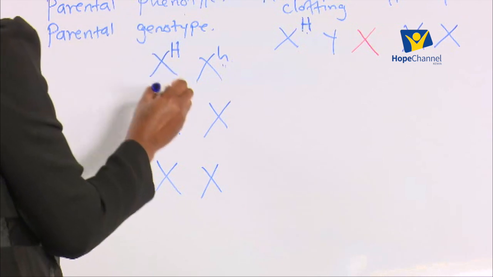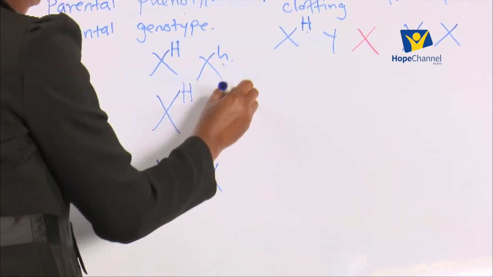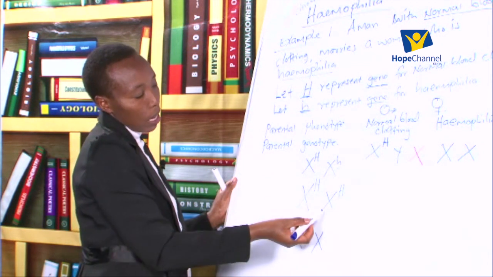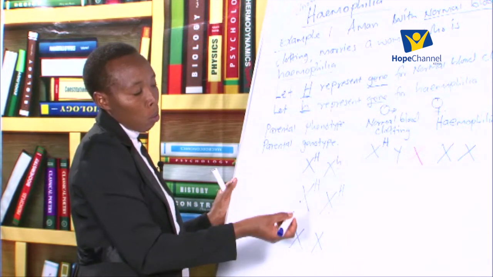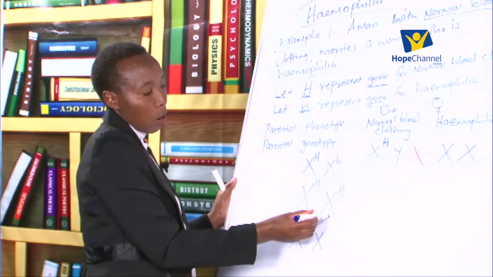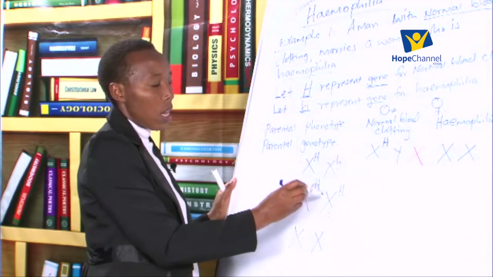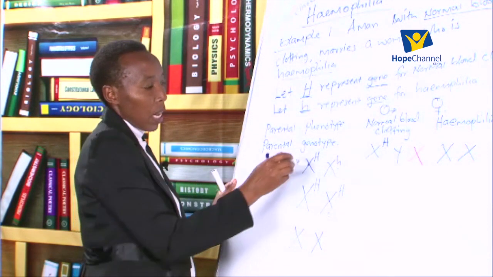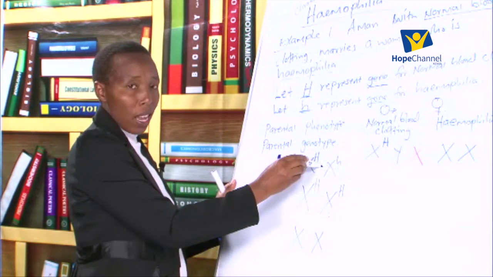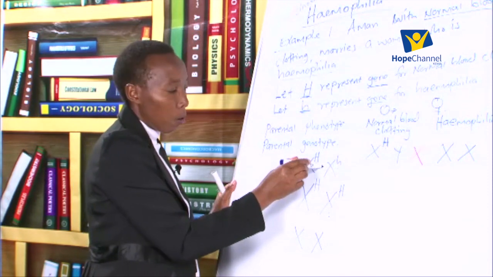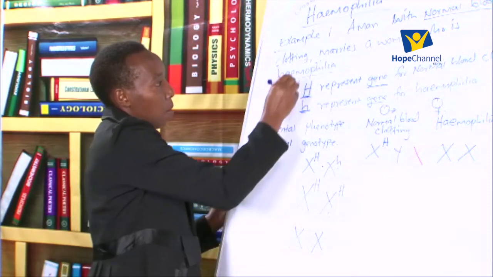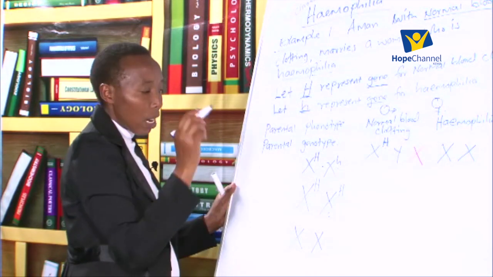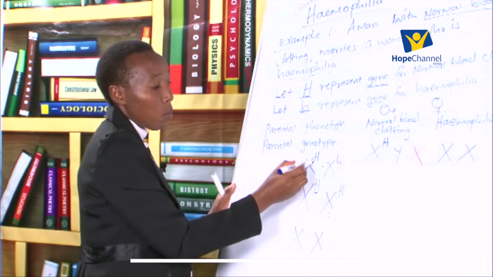Now, if the female has capital H, which was representing normal blood clotting, still this female has normal blood clotting. But in this case, this person is homozygous, normal blood clotting. In this case, it is heterozygous, normal blood clotting. But remember, hemophilia is caused by a recessive gene. So a recessive gene can never show where we have a dominant gene.